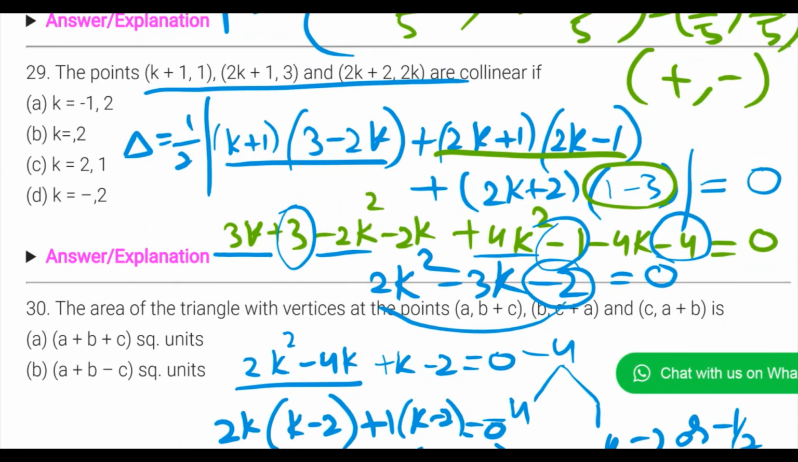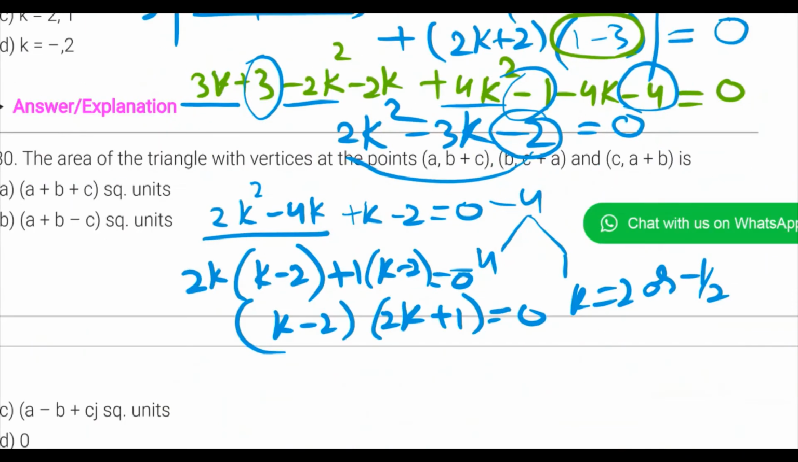So k equals 2 minus 1 by 2. In option B, there is no minus 1 by 2. So option B.